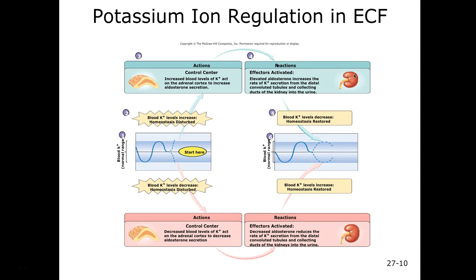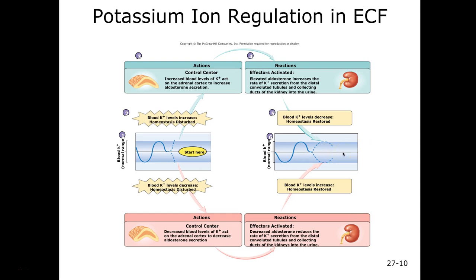Now, if we have the opposite happen, we are going to decrease our aldosterone secretion from that adrenal cortex in our adrenal gland. Remember, this is the party hat of our kidney. And then we stop or decrease the aldosterone within our distal convoluted tubule and collecting duct, and that causes it to salvage the potassium that we have, and our homeostasis level is returned back.